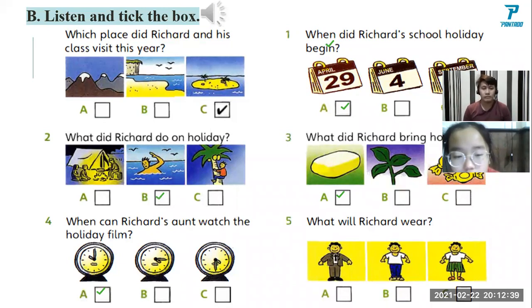5. What will Richard wear? We aren't going to wear school uniforms when our teacher shows the film. Why not? Because it was too hot to wear jeans on the island, so we all bought some funny shorts. We're going to wear those. Will your teacher let you do that? Oh, yes. She's going to wear some too.